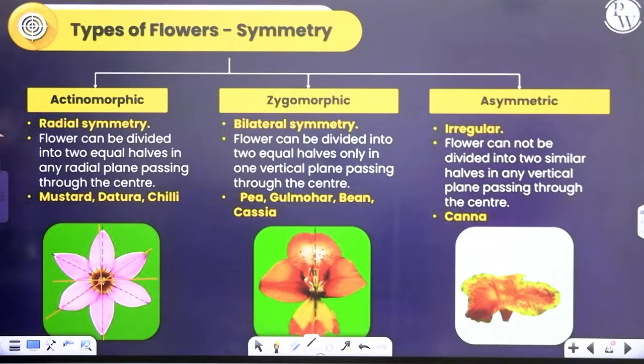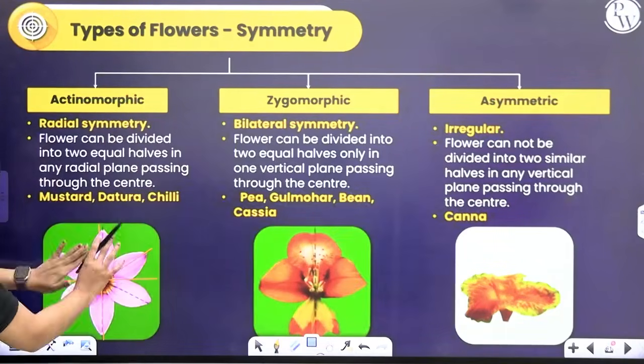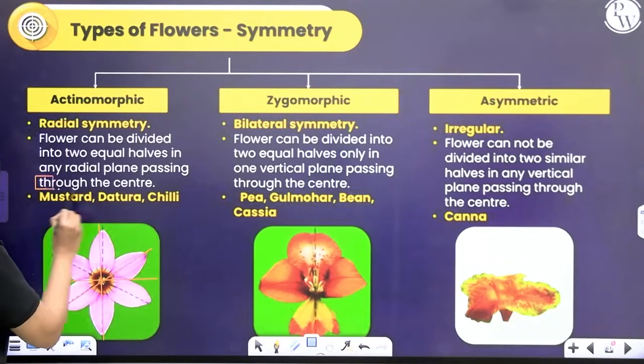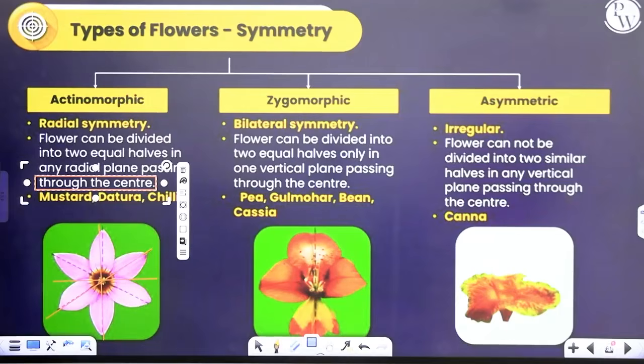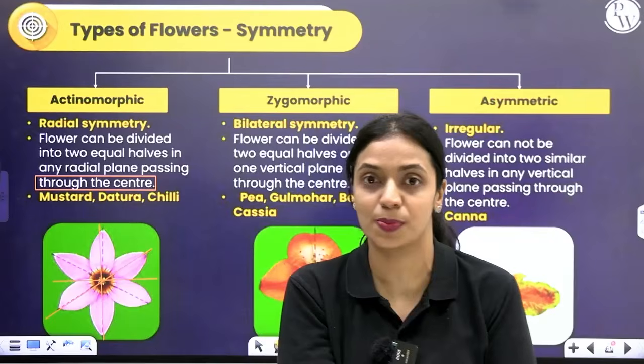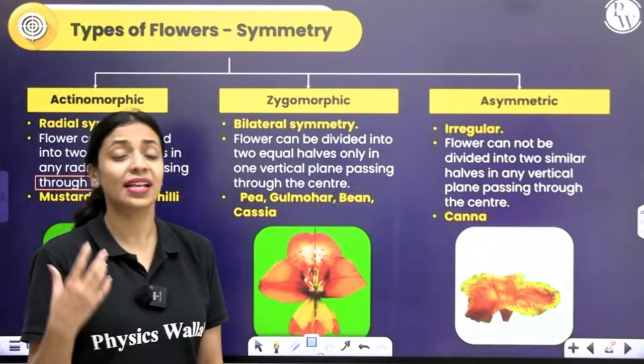Radial symmetry is when a flower can be divided into two equal halves in any radial plane that passes through the center. Examples for that you can see in mustard, datura and chili. Now, what are zygomorphic flowers? Whenever a flower shows bilateral symmetry, then we say that it is zygomorphic.